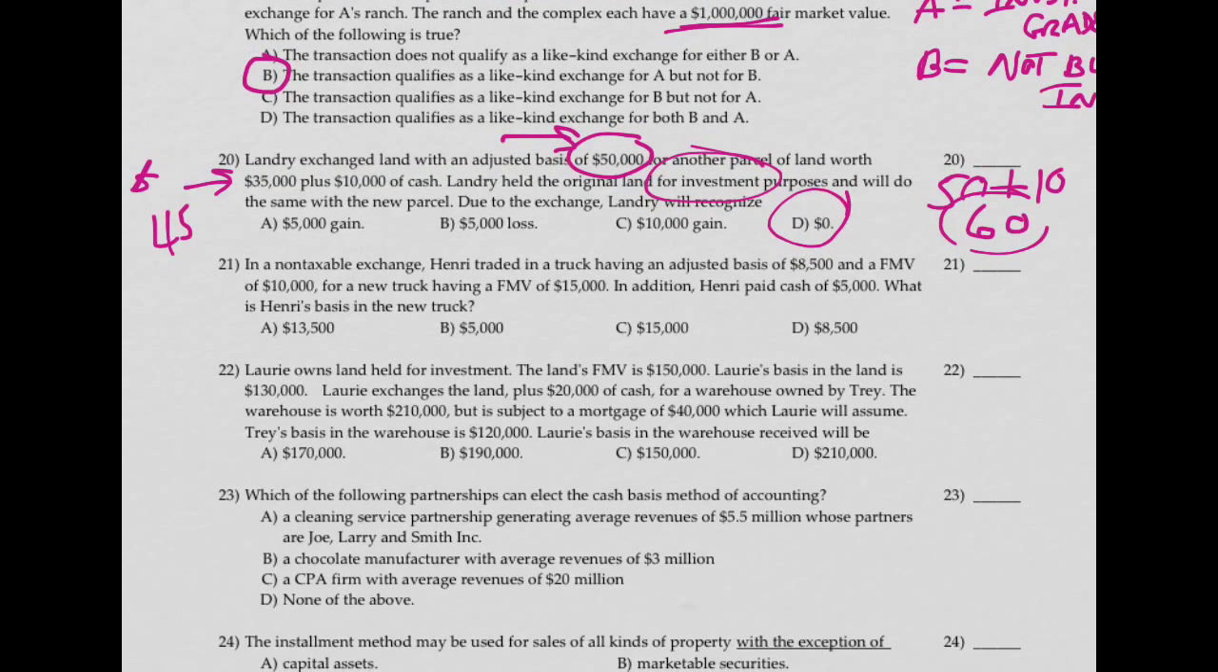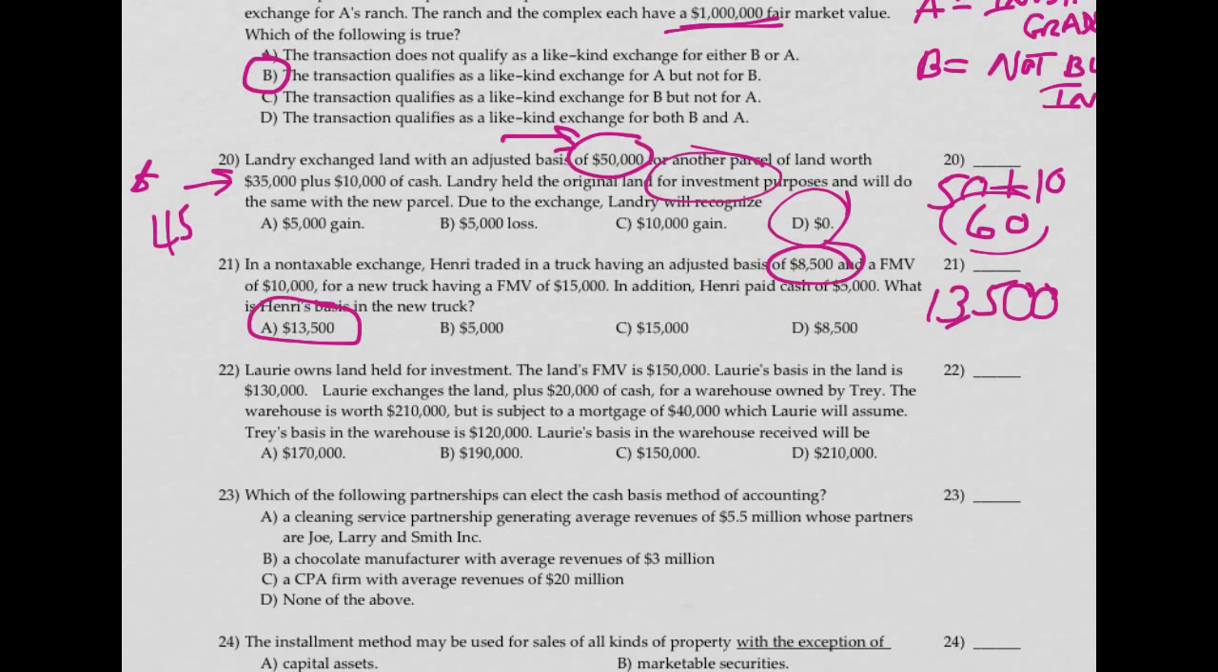In a non-taxable exchange, Henry traded in a truck having an $8,500 basis and a fair market value of 10, the new truck having a fair market value of 15. Henry paid cash of 5 along with the trade-in. What's Henry's basis in the new truck? Well, we know his adjusted basis was 8.5, so we start there. We add the 5, we get 13.5. That should be the new basis that he has. That's answer A, which indeed is the correct answer.